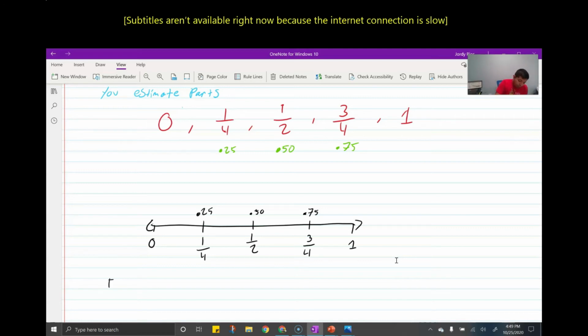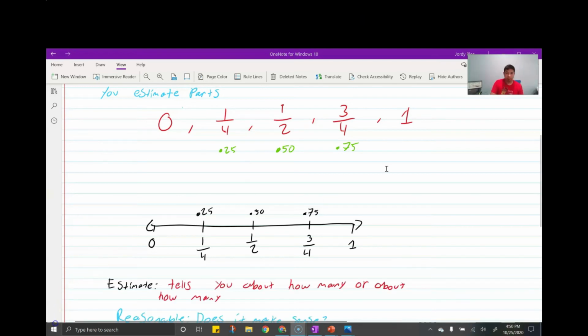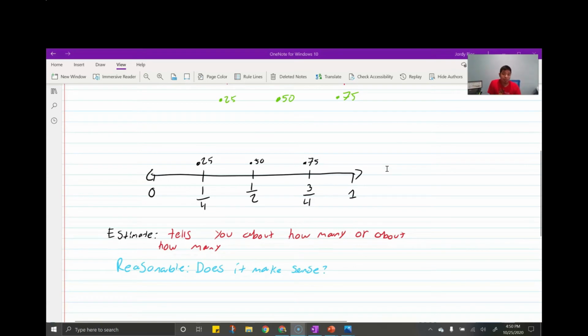And then we need to know what does estimate mean, just in case my new students don't know, okay? All right, so remember, estimate tells you about how much. And then reasonable means does it make sense? That's what the question is saying. Does it make sense? Okay.